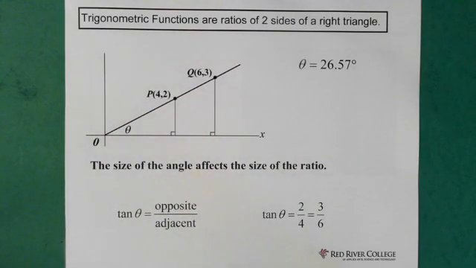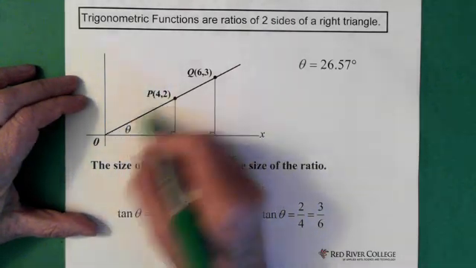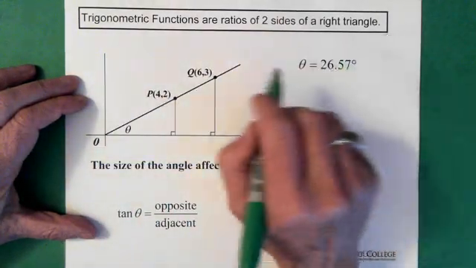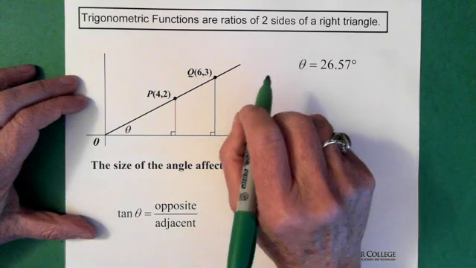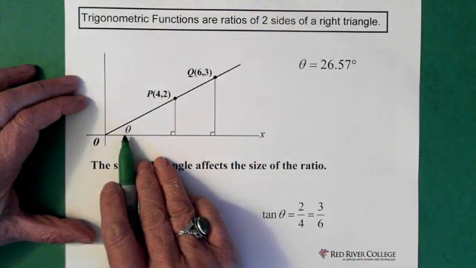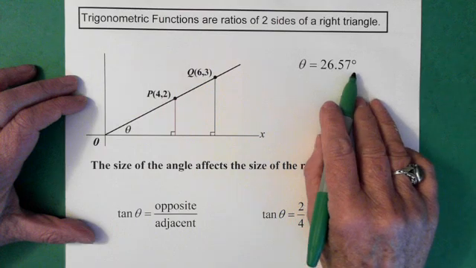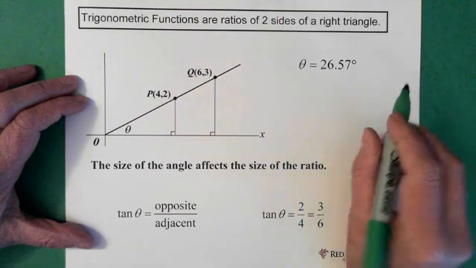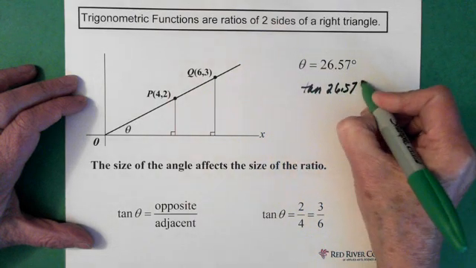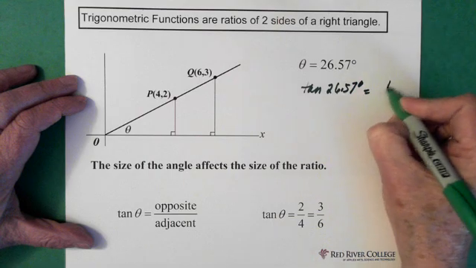So now sometimes when you're dealing with the x and y axis, you'll have to work with right angle triangles. Now in this case we have 2 points along this line, and the whole point of this piece is to talk about the fact that trig functions are simply ratios of two sides of a right triangle. And this angle here happens to be 26.57 degrees. And the tan of 26.57 degrees equals 1/2.